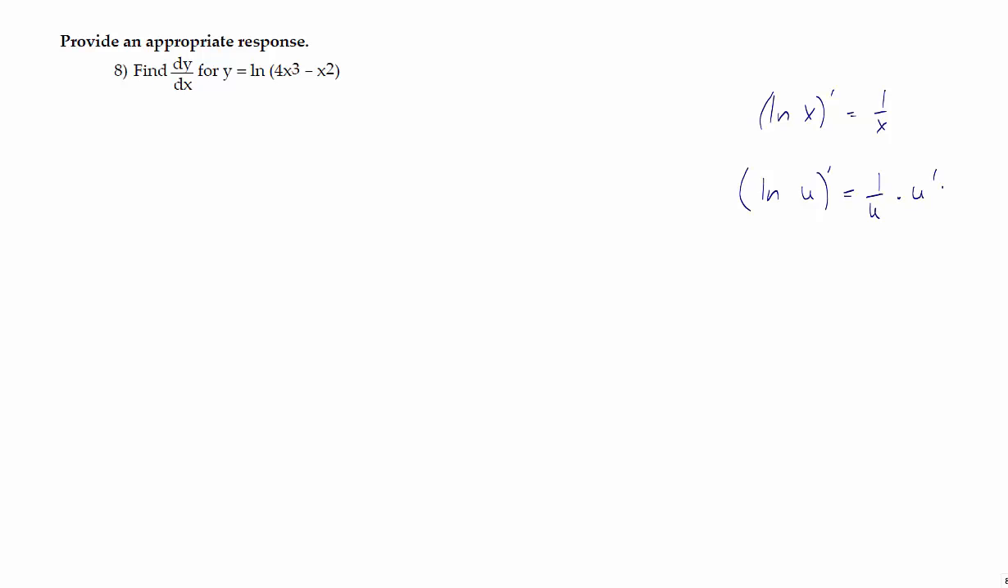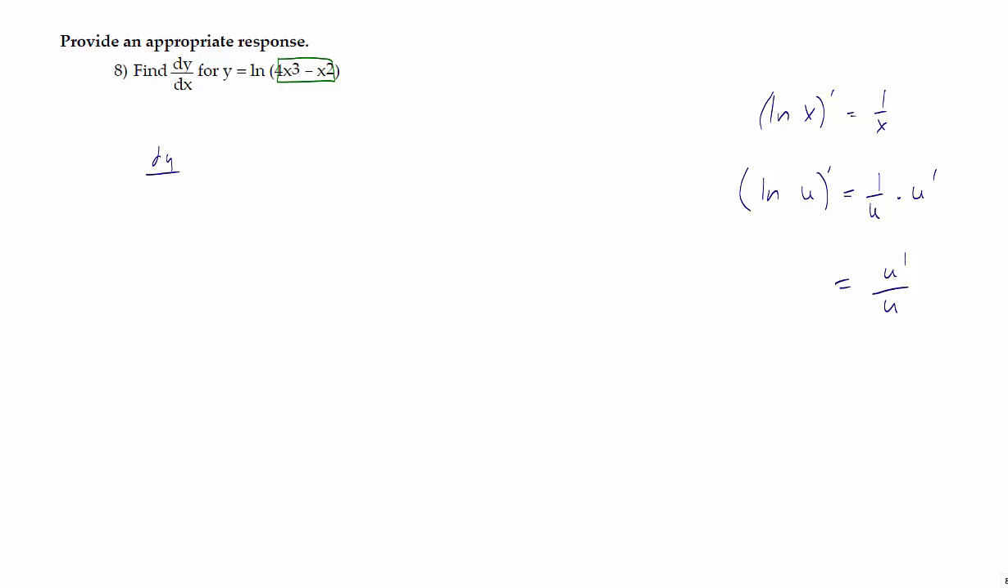It's one of those chain rules. Another way of writing this, a lot of people will write it as just u prime over u. That way when you take the derivative, it's already simplified. Okay, so coming over here, I'm taking the natural log of stuff. So like I said, my u is going to be 4x cubed minus x squared.